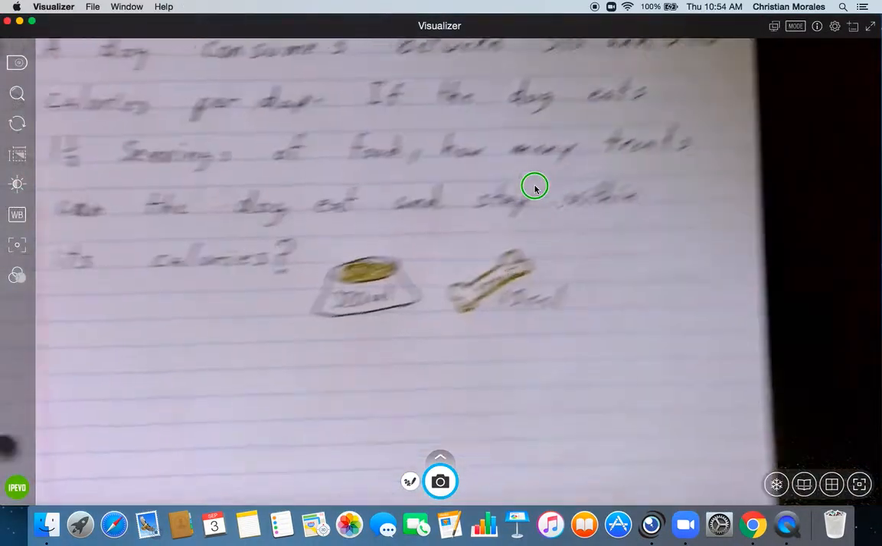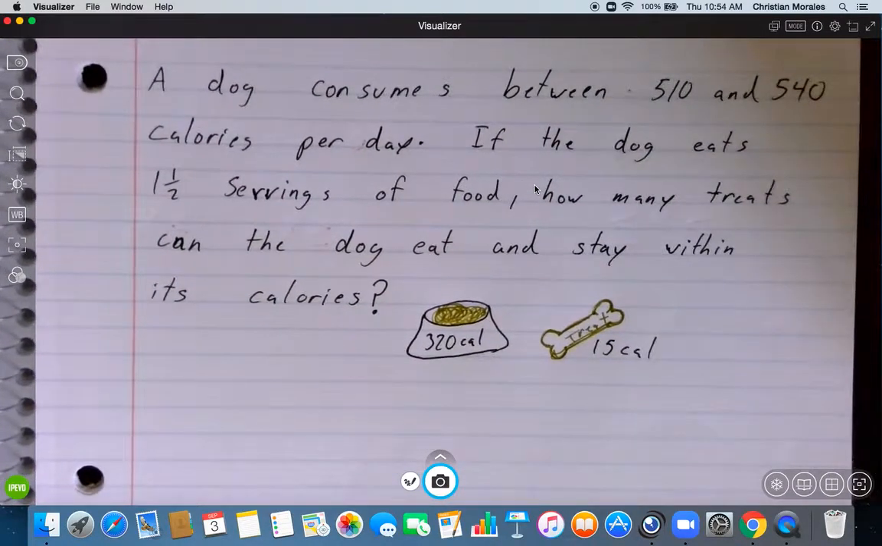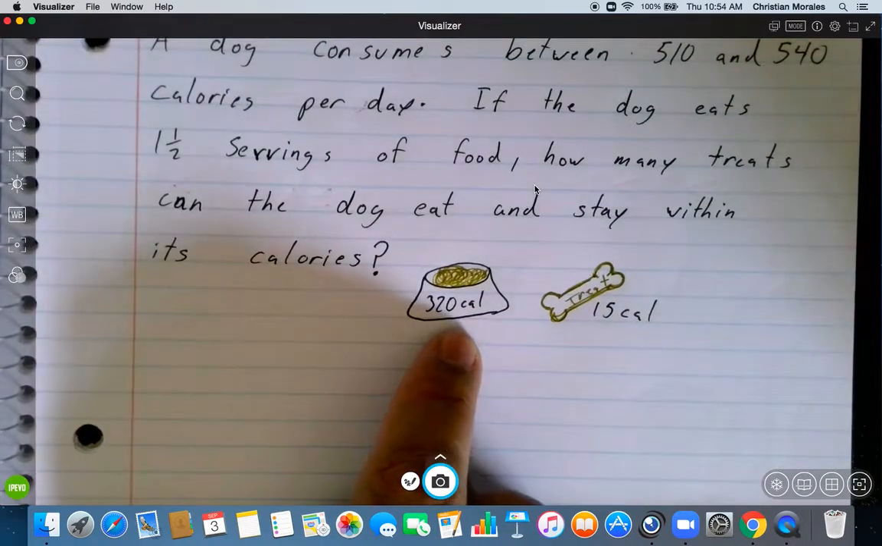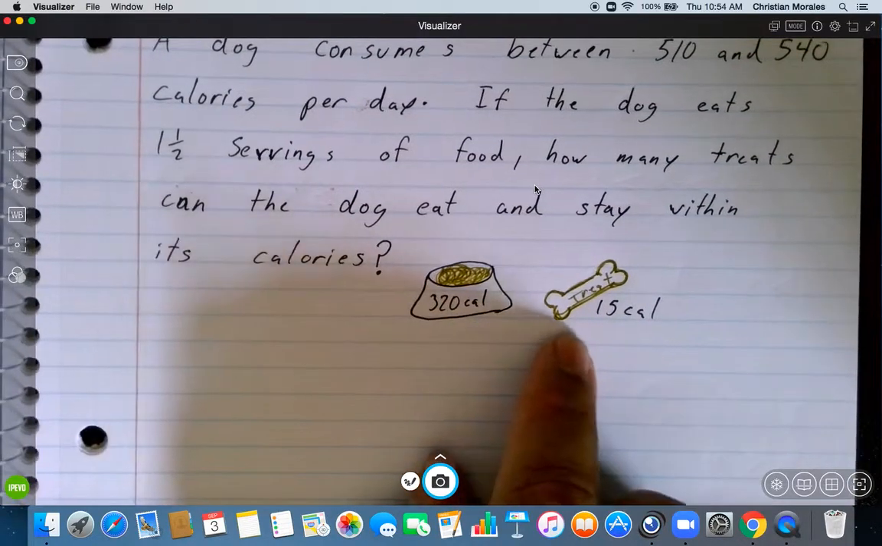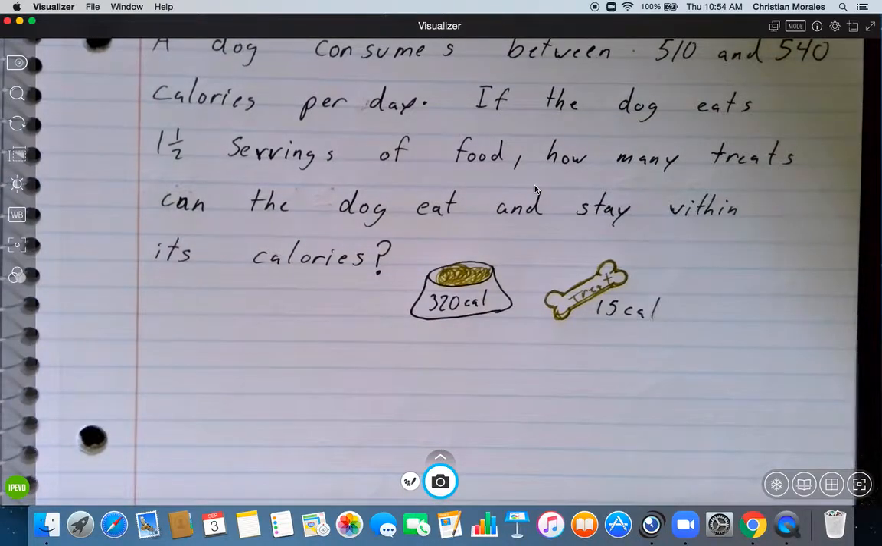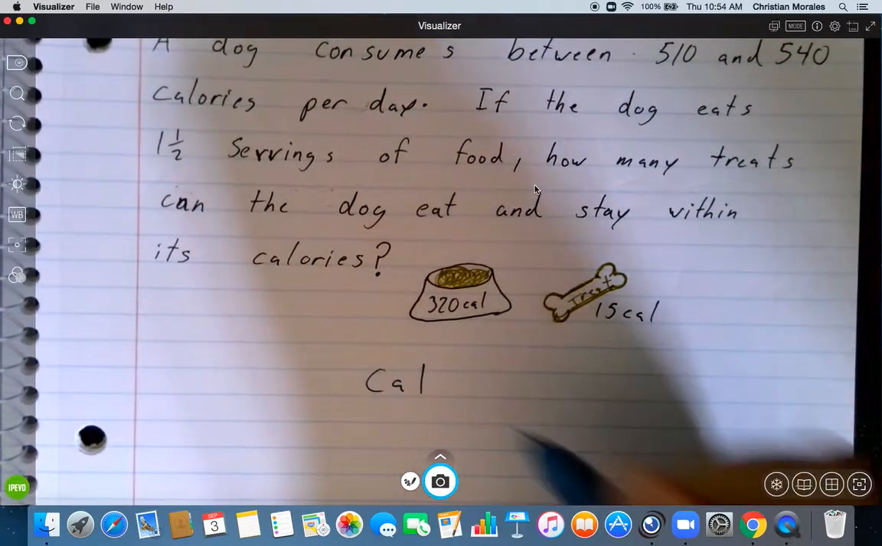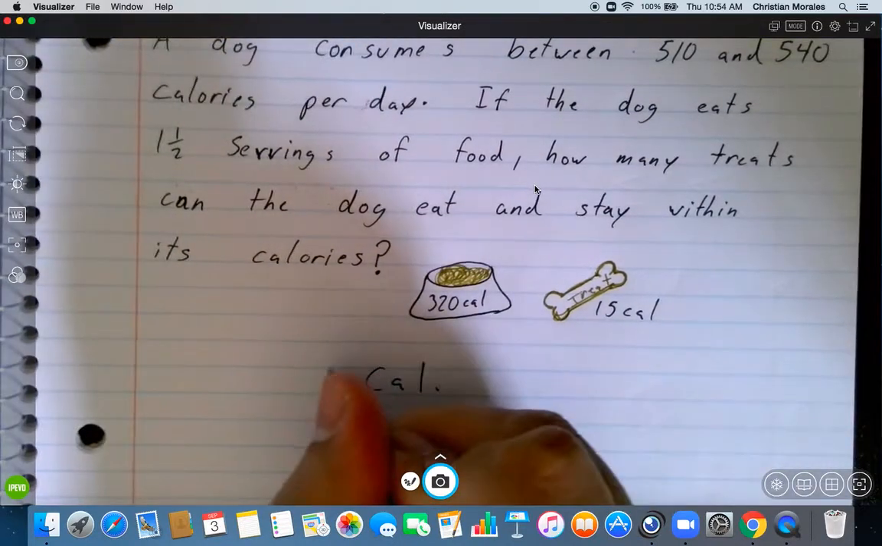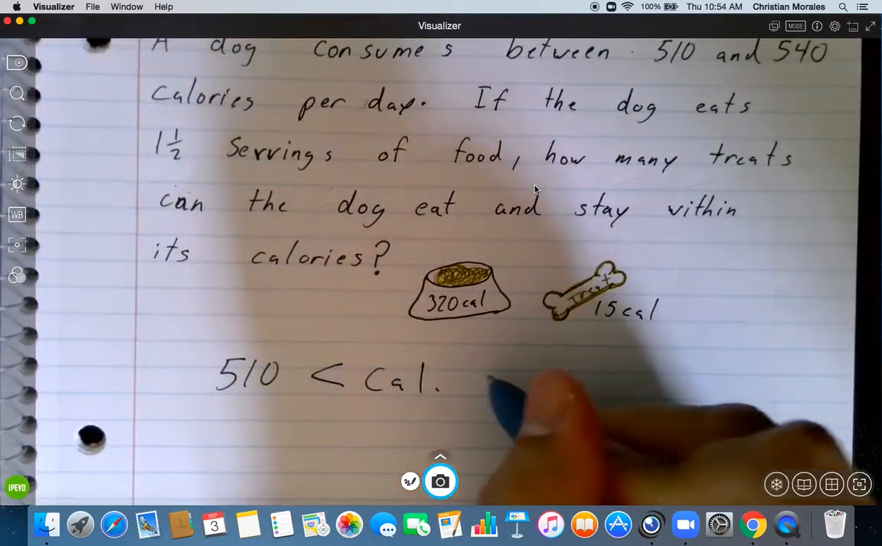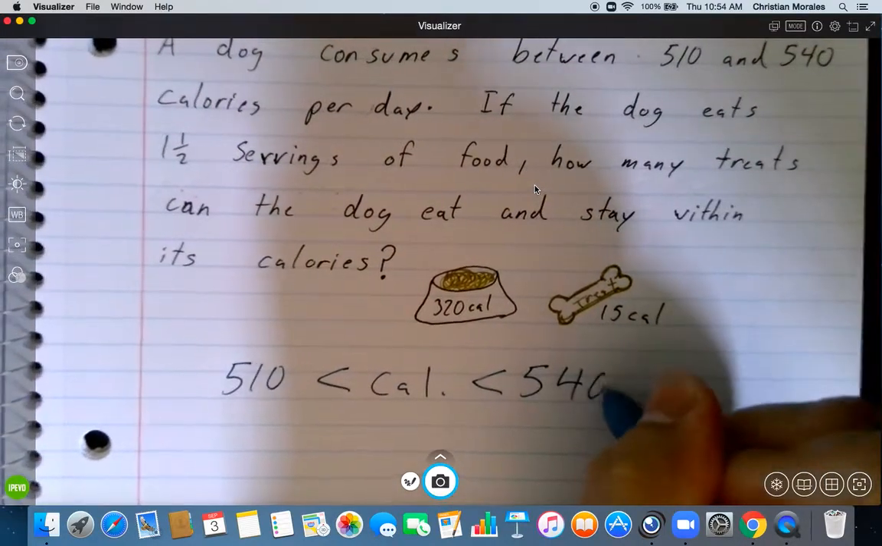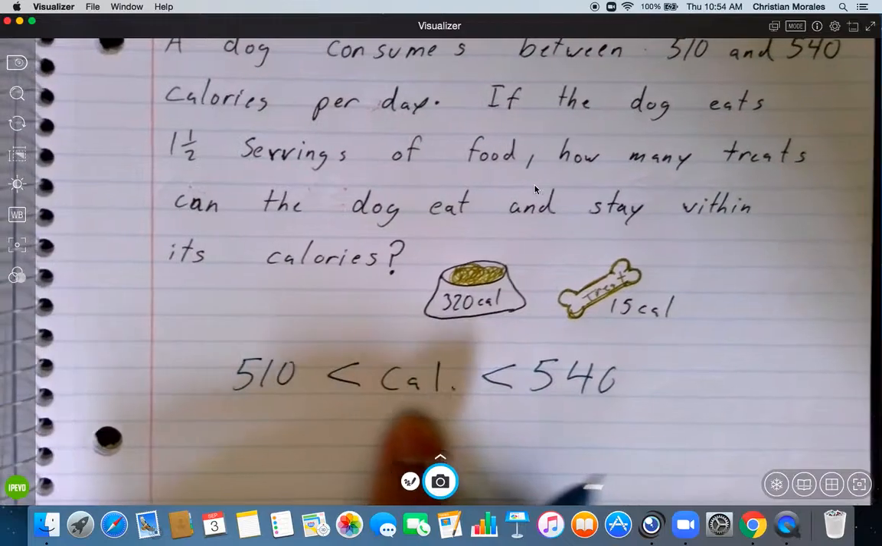All right? Last one. Word problem. Okay. So as example number 4. A dog consumes between 510 calories and 540 calories a day. If the dog eats 1.5 servings of food, how many treats can the dog eat and stay within its calories? So the dog eats, this is the bowl of food, so one serving is 320, and each treat is 15 calories. So to get the concept here, the calorie count has to stay in between 510 and 540.